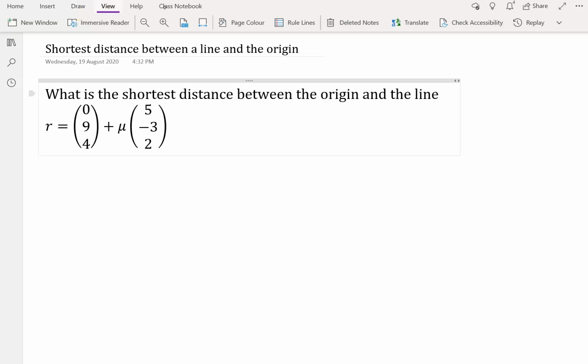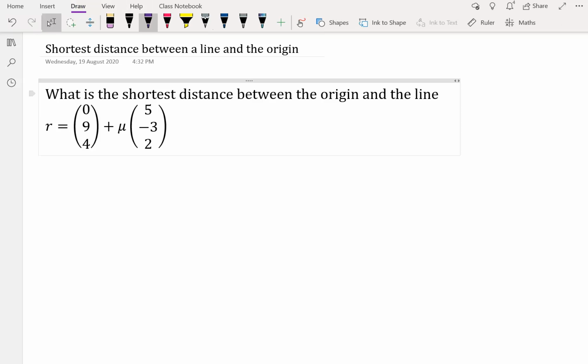Hi, in this video we're going to look at how we find out distances between lines and points. To begin with, we're going to look at finding the shortest distance between the origin and a line. The line's given by the vector equation (0, 9, 4) plus mu (5, -3, 2).